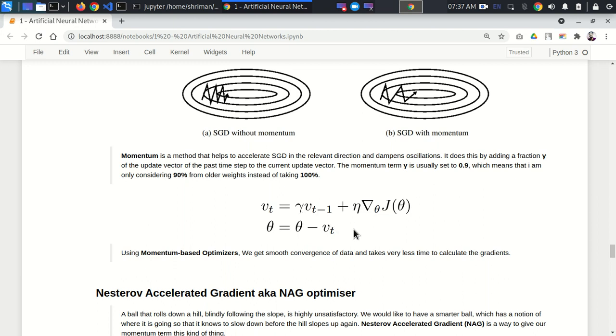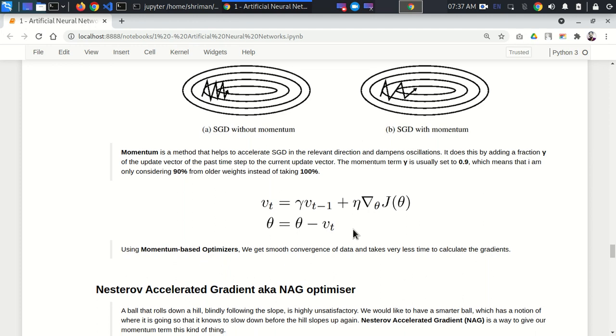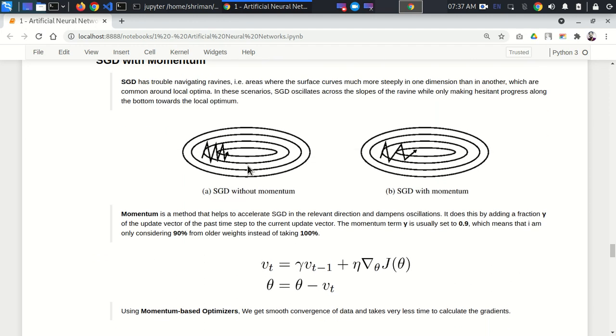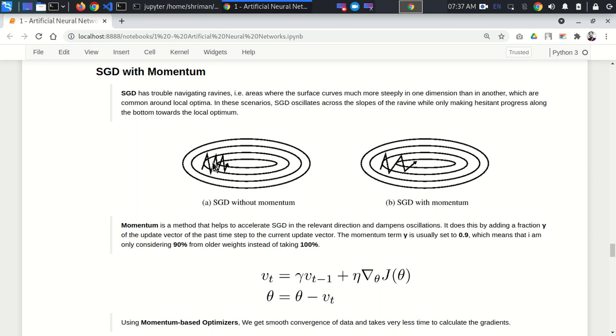And in that way SGD with momentum has been introduced, and we get a smooth convergence of data and it takes very less time to calculate the gradients. So see, this is SGD without momentum and this is SGD with momentum. Some kind of smoothness we are going to get here, guys, right?